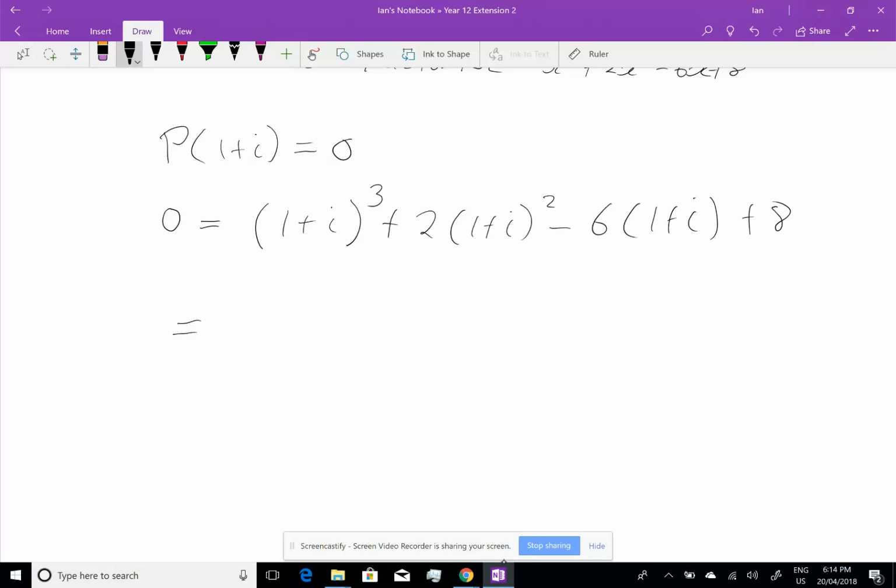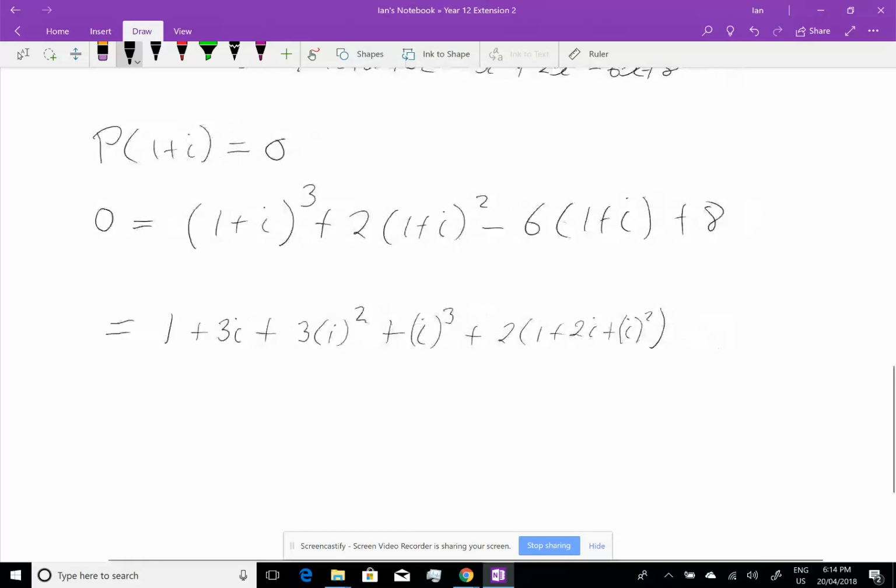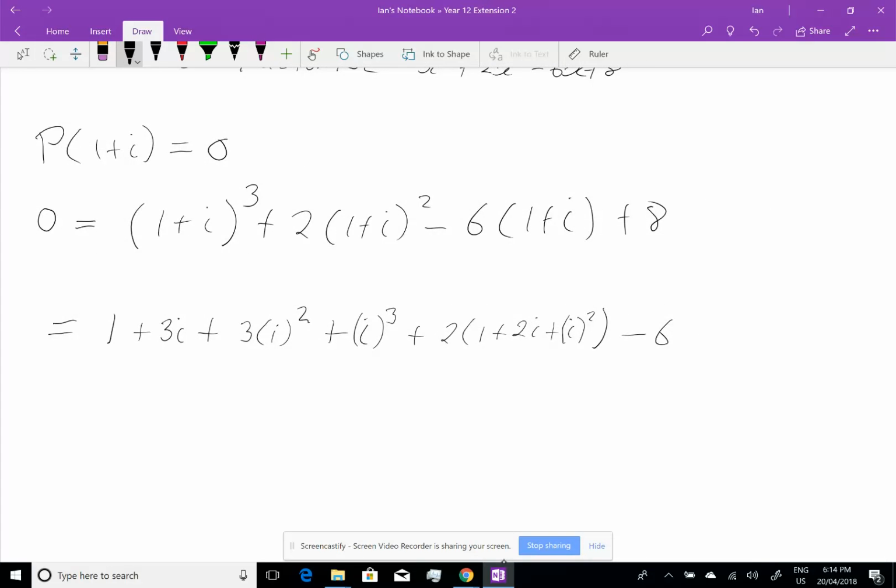We expand this: 1 plus 3i plus 3i squared plus i cubed. There's my cubic. Plus 2 times 1 plus 2i plus i squared, minus 6 plus 6i plus 8.